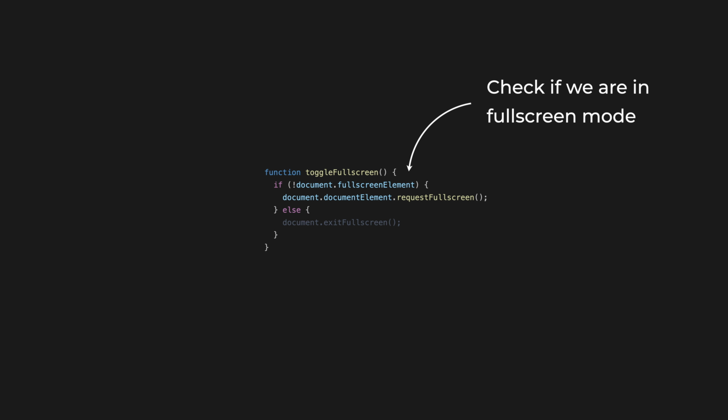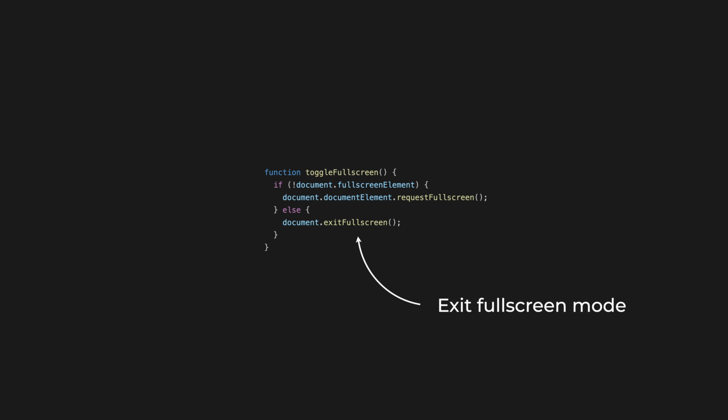First, we start with checking if we are in full screen mode already. We can do this by checking the document's full screen element property. If this is undefined, then we enter full screen mode the same way we did before. And if we are already in full screen mode, then we can exit by calling the document's exit full screen method. It's really that simple. With a few lines of code, we can implement the logic for a full screen toggle button.